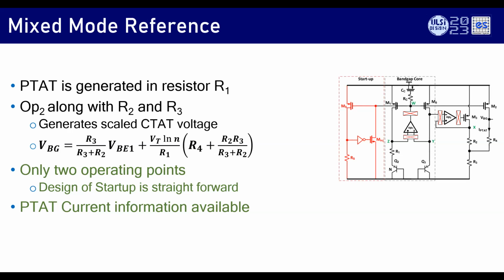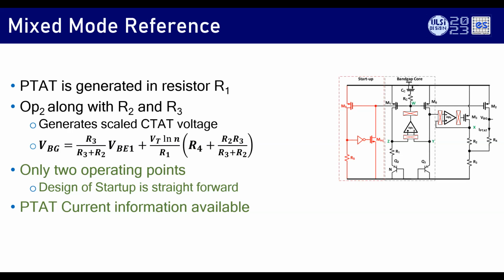We took a CTAT voltage. Operational amplifier 2 will give the CTAT voltage at X node. R2 and R3 will divide the CTAT voltage, and you add the PTAT voltage through an R4 current. You take the PTAT current, amplify it through R4 and add at the center node. That gives advantages: it reduces the number of error sources, the design of startup is very straightforward, and PTAT current information is still available.